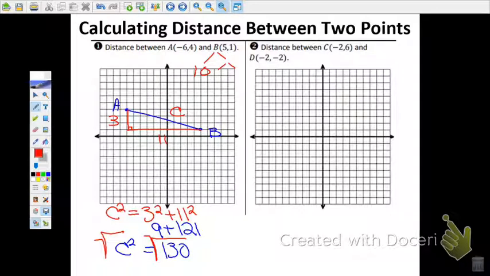What can we do for 10? 2 and 5. What can we do for 2? Nothing. What can we do for 5? What can we do for 13? Nothing. So what is our answer going to be? 13.